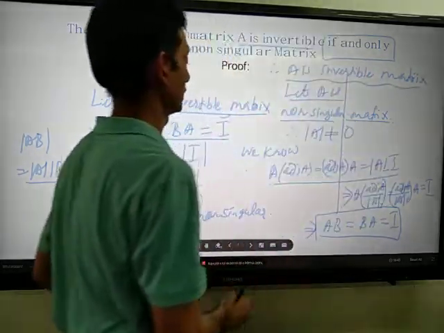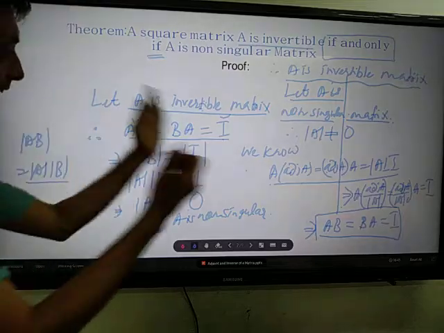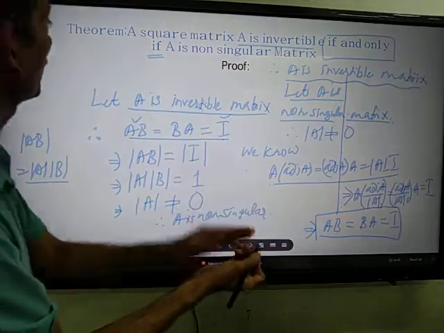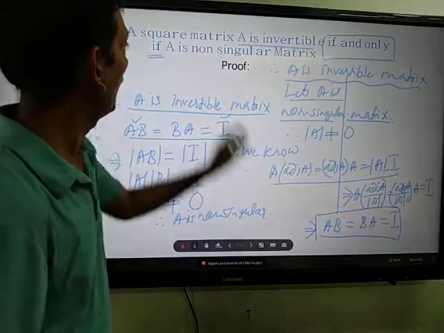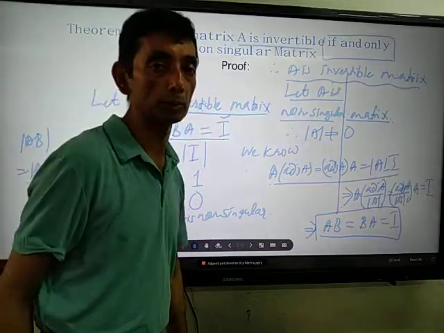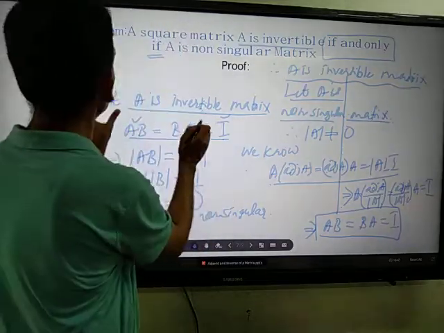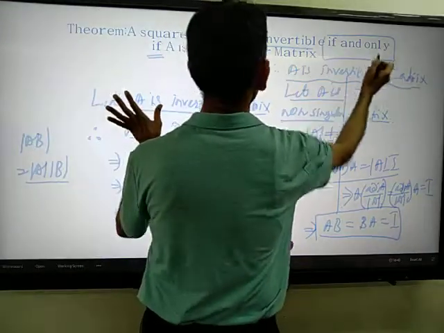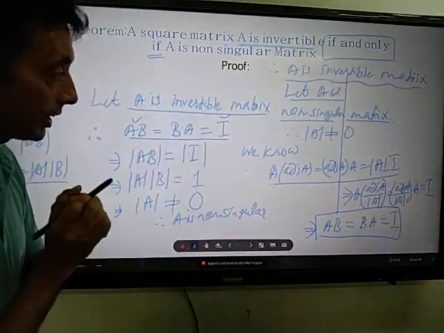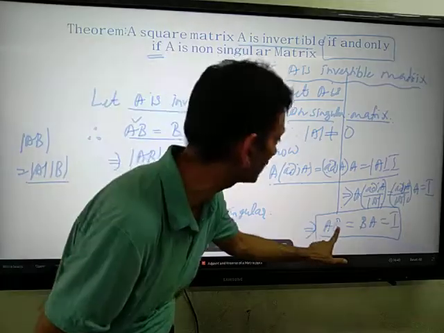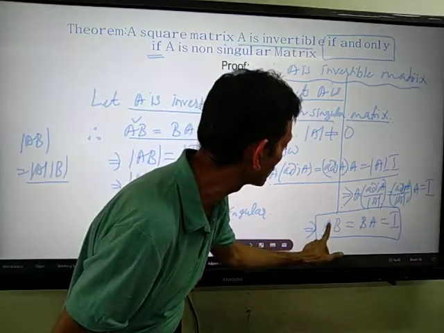Is invertible matrix. So how did you start the second part, the converse part? In the converse part, we assume that A is non-singular, and we have proved that A is an invertible matrix. That's why we have proved this theorem for the condition if and only if. Then finally, what will B be here? Here B will be the inverse of A.